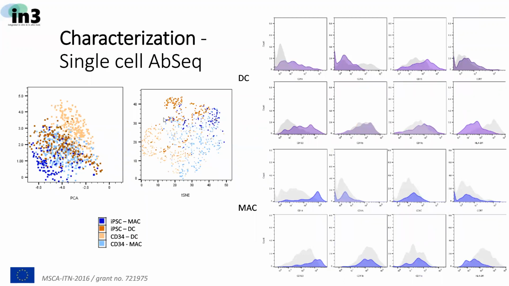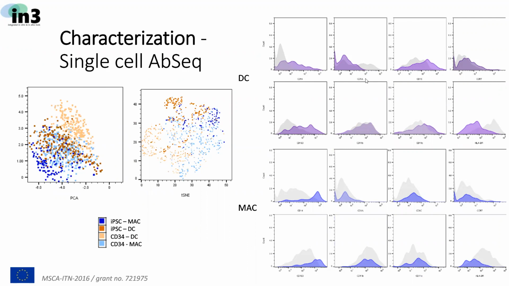So on this slide, we can see the AbSeq part of the single-cell sequencing. On the right, you can see antibody histograms. On the top, it's the dendritic cells. On the bottom, it's the macrophages. The iPSC are highlighted in color, and the CD34 cells are in grayscale.